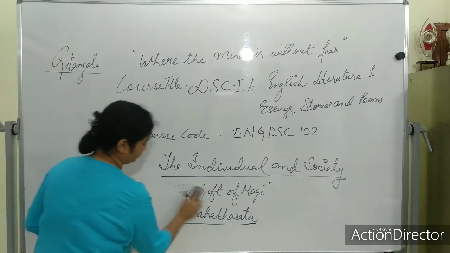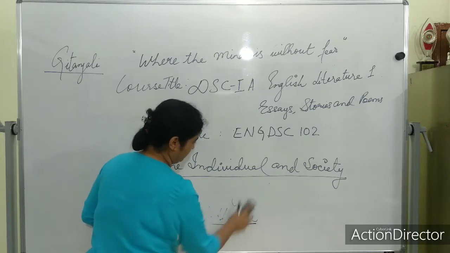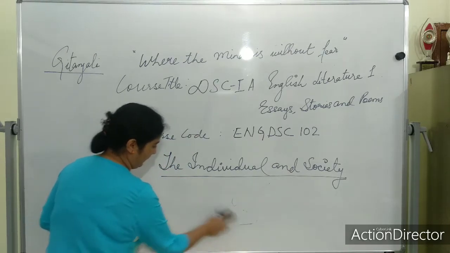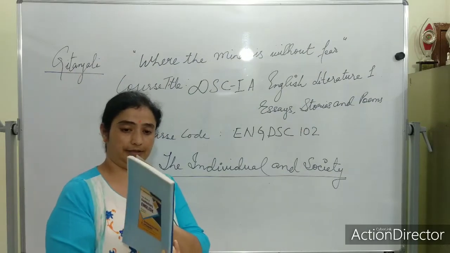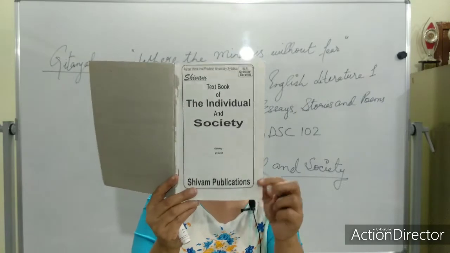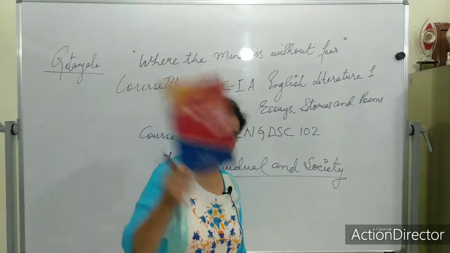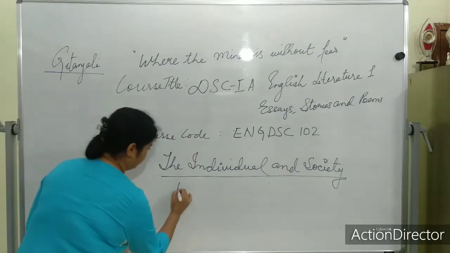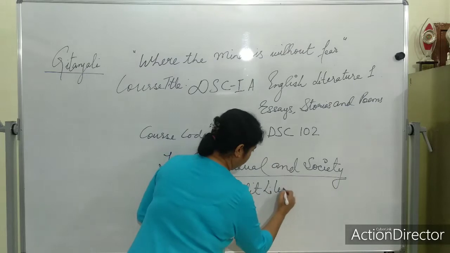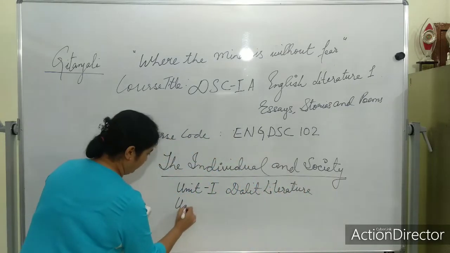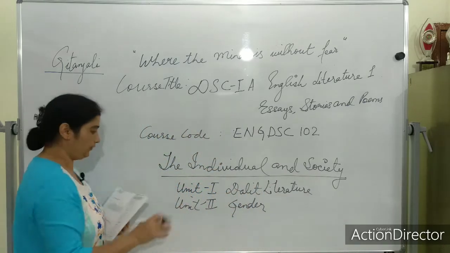Now coming to this book. The Individual and Society. It is published by the Shivam Publications. It is your textbook which contains the texts of the essays, stories and the poems that are there. Now, you have Unit 1, which is Dalit literature. Unit 2 is gender. These are the titles of the units.